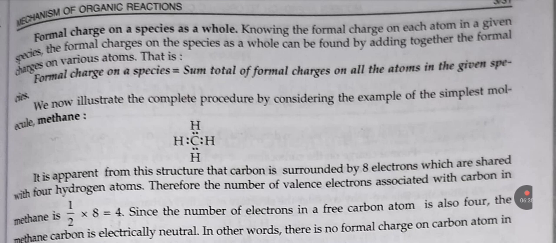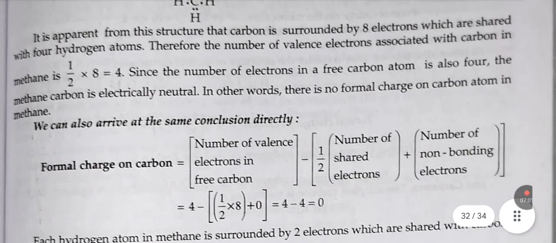CH4. It is apparent from this structure that carbon is surrounded by 8 electrons which are shared with 4 hydrogen atoms. Therefore, the number of valence electrons associated with carbon in methane is 1/2 × 8 = 4. Since the number of electrons in a free carbon atom is also 4, the methane carbon is electrically neutral. In other words, there is no formal charge on the carbon atom in methane.